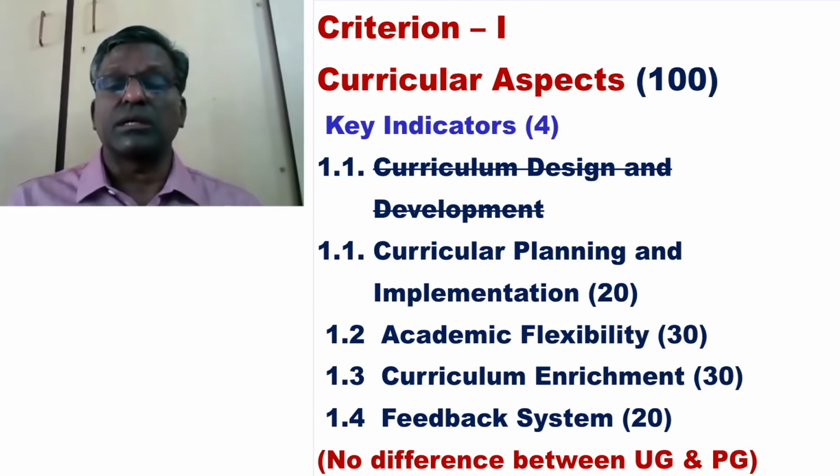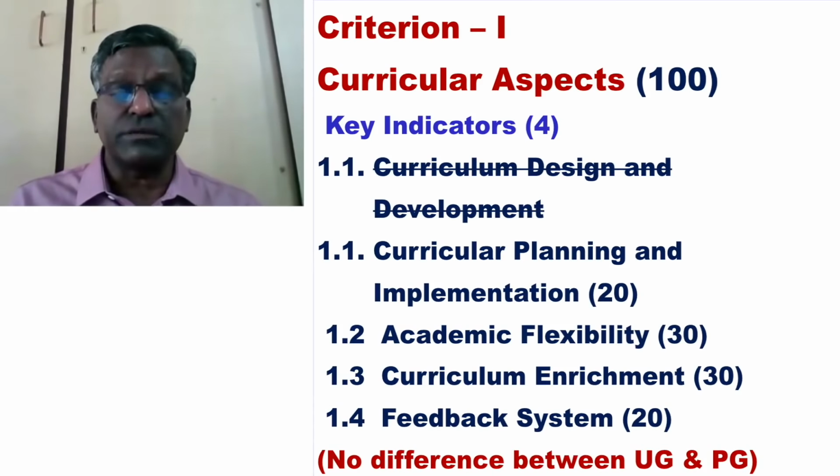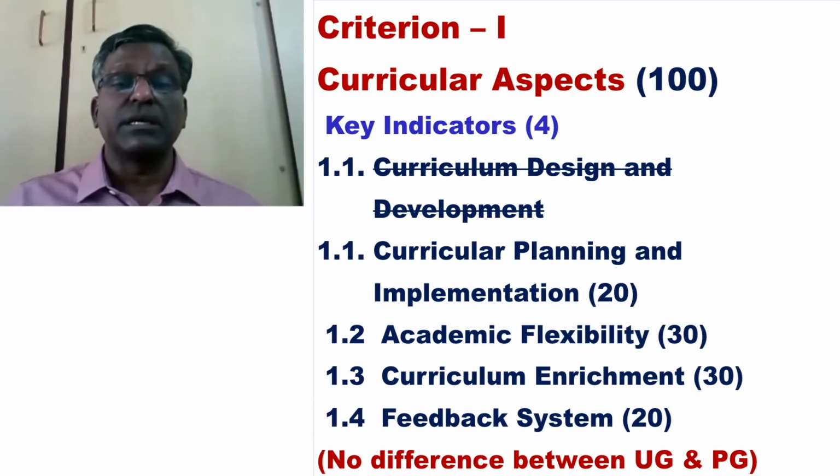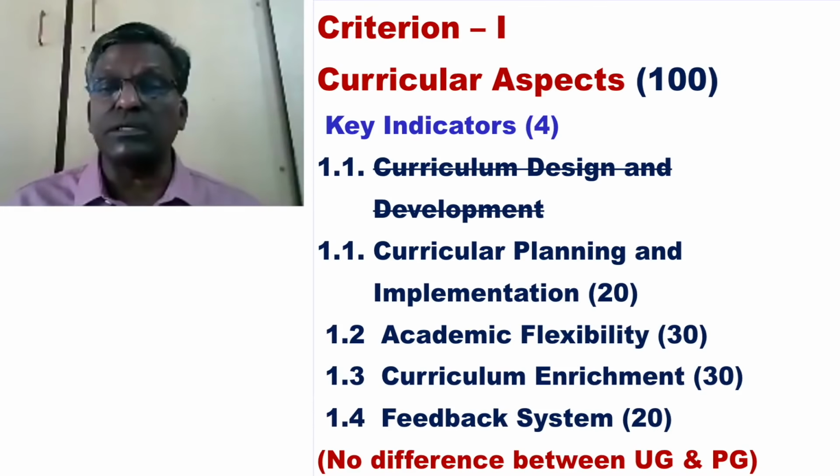So therefore, curriculum design and development has been struck off. So with reference to affiliated and constituent colleges, we have 4 key indicators with reference to criterion 1. Curricular planning and implementation, the weightage it carries is 20. Together, the first criterion, it has 4 key indicators and the weightage allotted is 100.